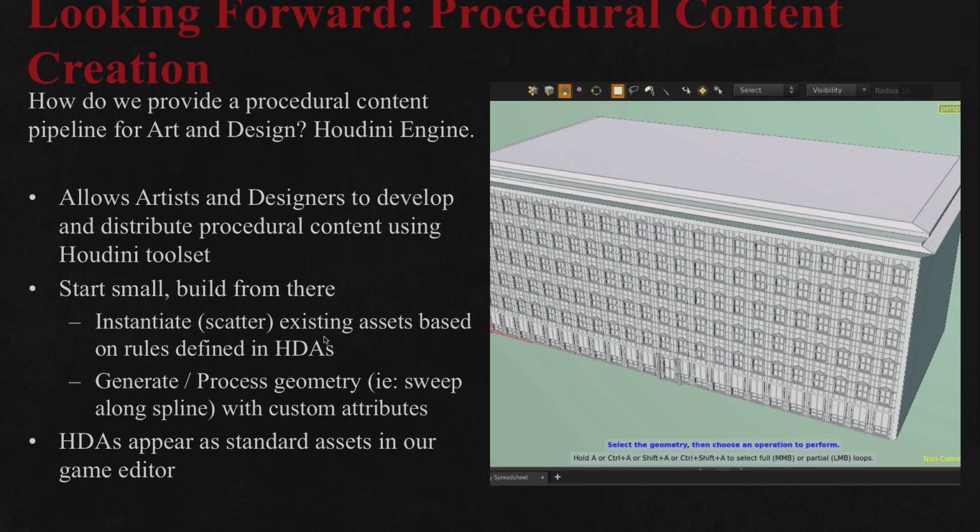So looking forward, that's kind of traditional game content creation, but we want to start looking into procedural content. How do you give designers and artists the ability to create tools, if you will, to create content with parameters that they can distribute to the team that they can then use without a lot of engineering support? And engineering support is incredibly valuable, so we want to empower artists and designers to do as much of that work themselves. And we do that with Houdini Engine.